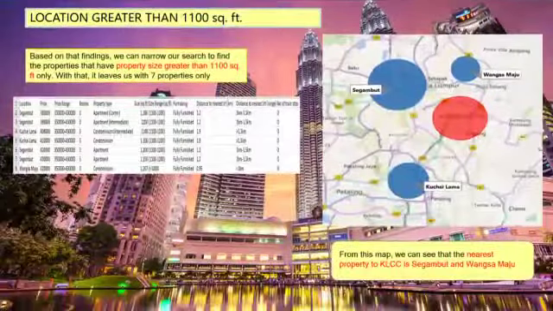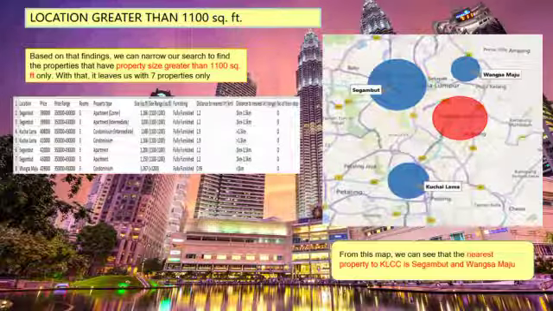So since we already know which property size we should choose, now we can move to the other deciding factor, which is location. Since we know that you favor a property that is near to your workplace, which is KLCC, we should choose the property that is as close to the city center as possible. From the map, we can see that the nearest properties to KLCC are in Segambut and Wangsa Maju.